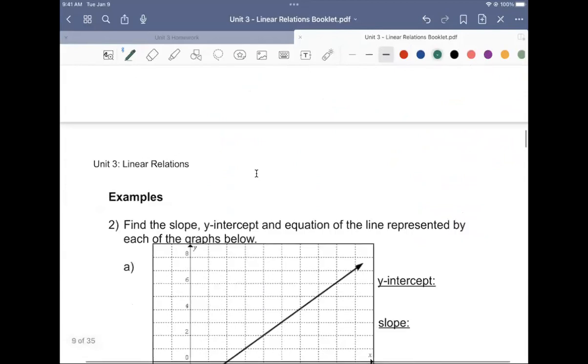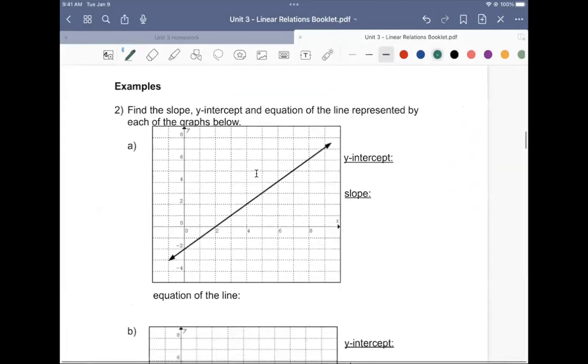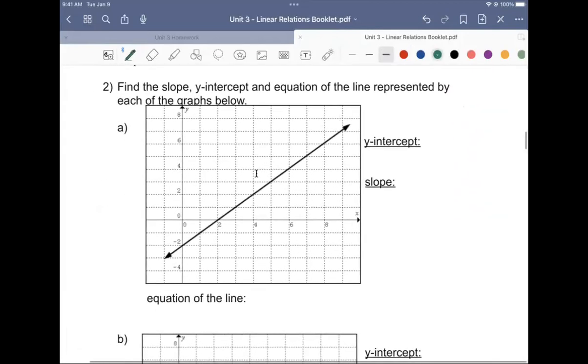There. So we're just going to do a couple of examples. We're going to find the slope, the y-intercept, and then the equation of a line. The y-intercept is always generally the easiest to find. I'm just going to bring my finger pen along the y-axis. I can see it crosses right here, so my y-intercept is -2.